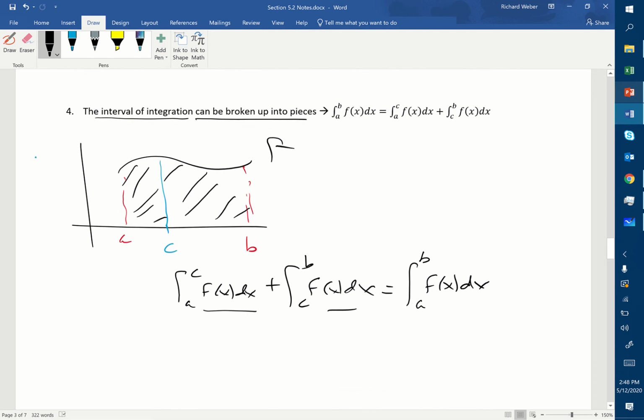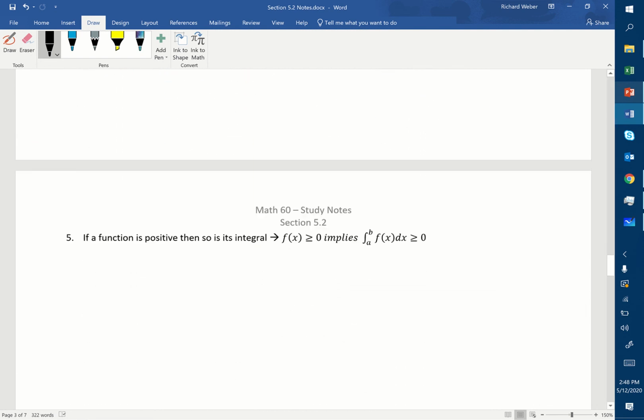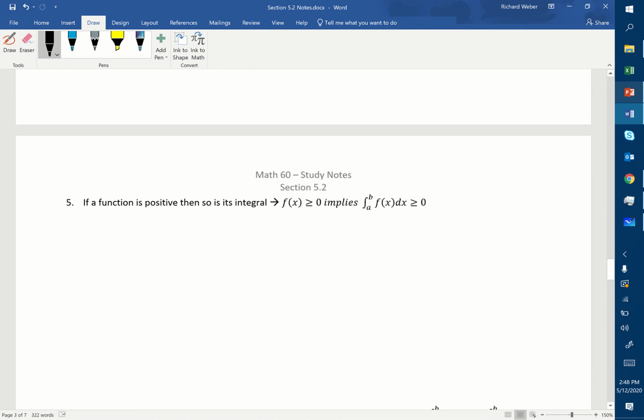There are times when you have to do that, and when we see them, we'll see them. We'll have to break an integral into two pieces. I think of a couple different cases in the future. All right, here's the other three. It's going to be kind of obvious to see the next three.